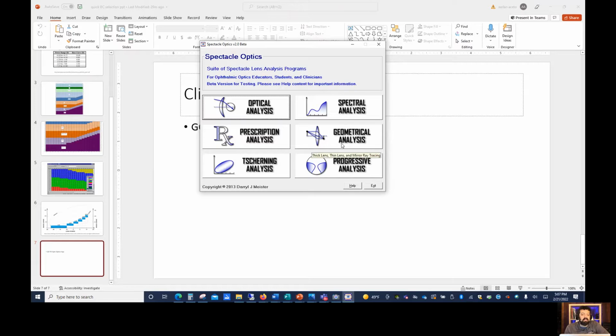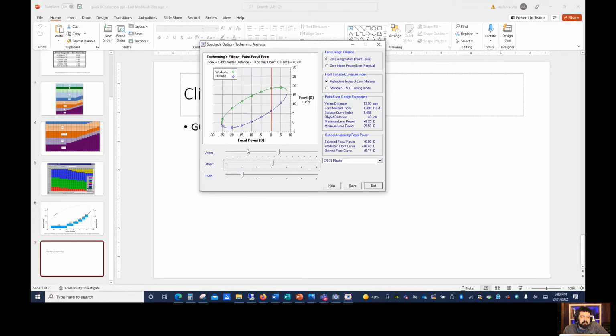Geometric analysis. These are great because you can look at whether an image is inverted, magnified, real, imaginary. This is so much better than memorizing, but it's actually fantastic. There's some progressive analysis in here. There's just so many cool things. But for our purposes, we're going to go down to this Tscherning ellipse.